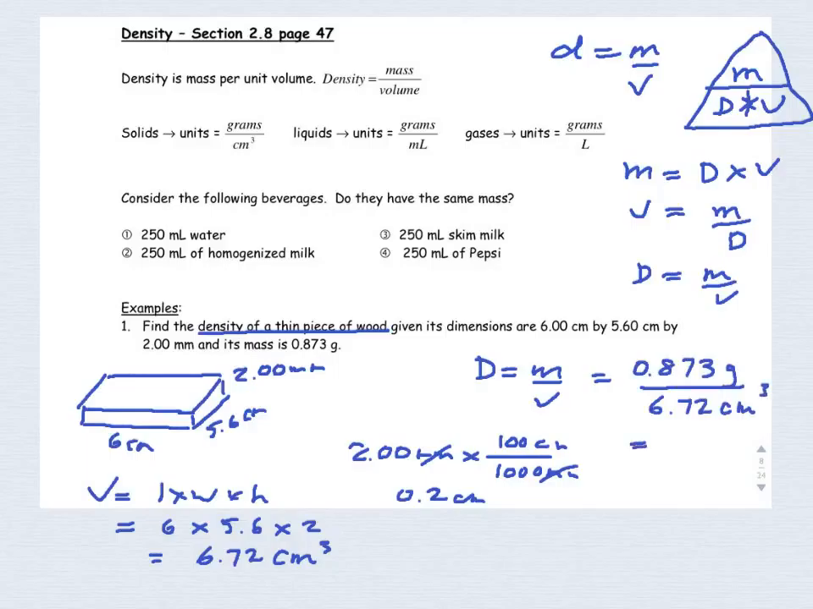Plug them into your calculator. You're going to get an answer of 0.1299, etc. grams per cubic centimeter.